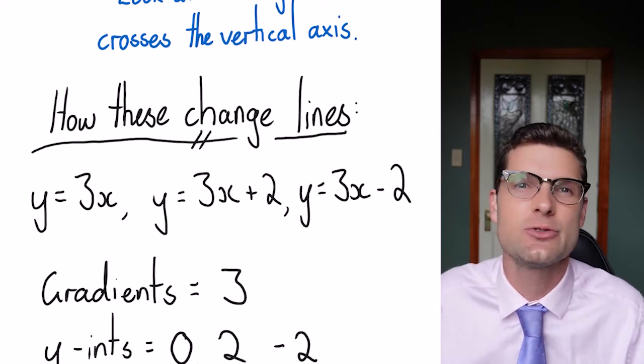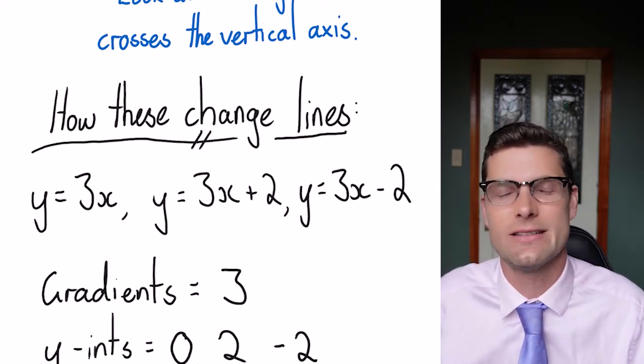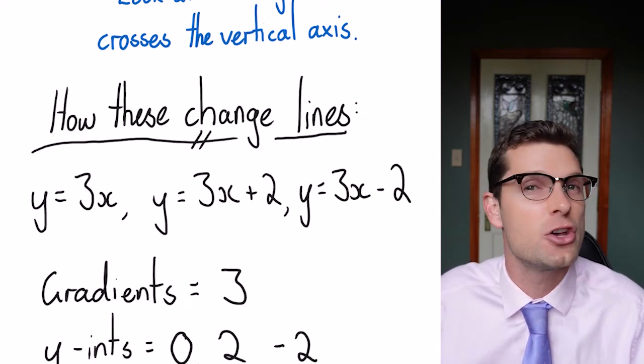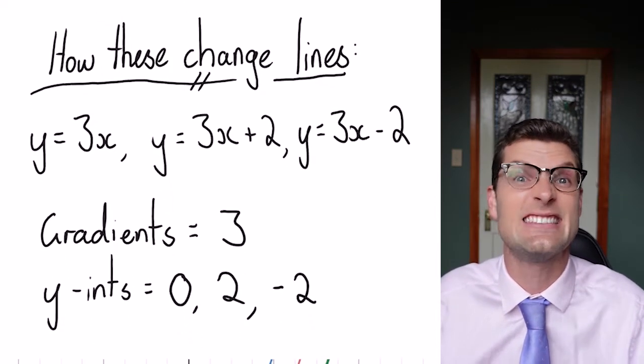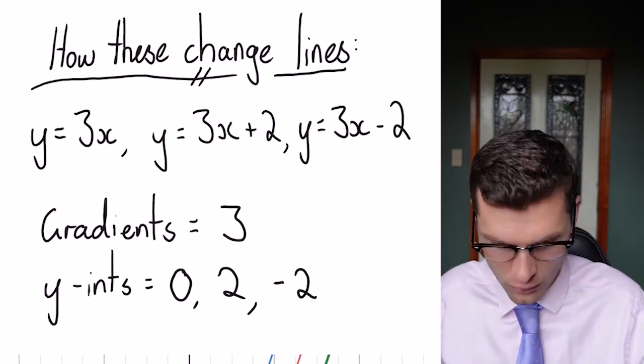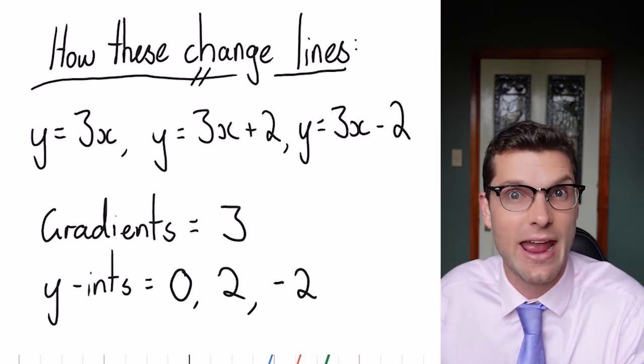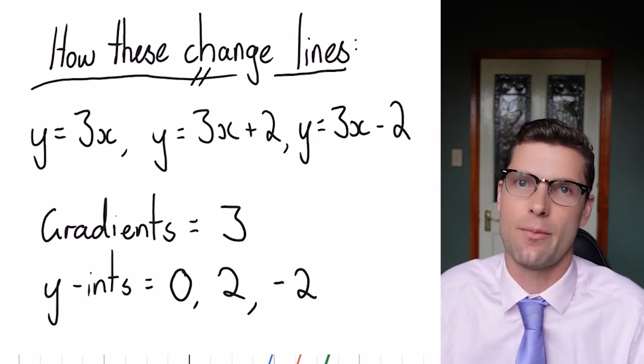In these three equations, we've got y is equal to 3x, y is equal to 3x plus 2, and y is equal to 3x minus 2. So the gradient in each of these is exactly the same. The gradient for all of them is just equal to 3. What this means is that as x goes up by 1, y goes up by 3.